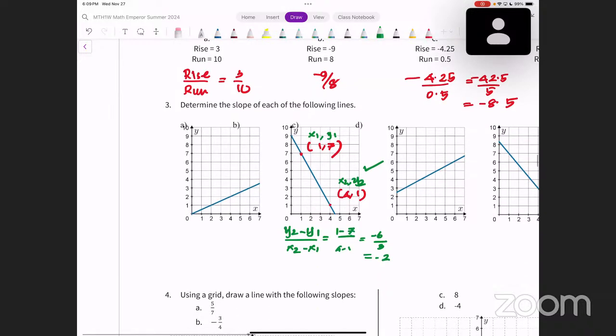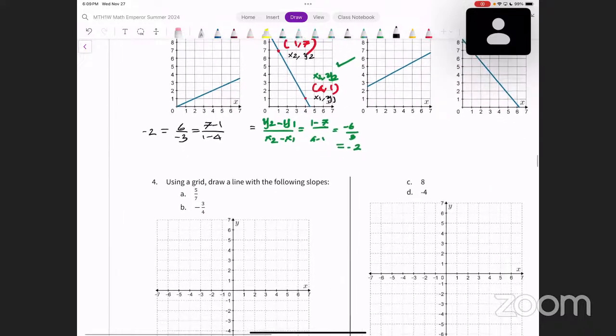Now, let's see, I'm switching these around. This is my x2, this is my y2, this is my x1, this is my y1. Let's see if I get the same answer. Y2 is 7 minus y1, 1 over x2, 1 minus 4, which is going to be 7 minus 1, 6 divided by -3, -2. So order doesn't matter. But if you choose x1 first, then you choose the y1 when you subtract.